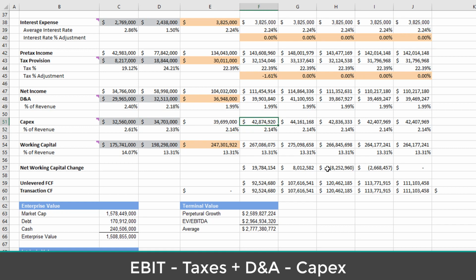And this is the amount of money that's used to sustain the business. So invest in capital assets. The assumption is 2% of the revenue will go back into just operating the business by buying additional capital assets.